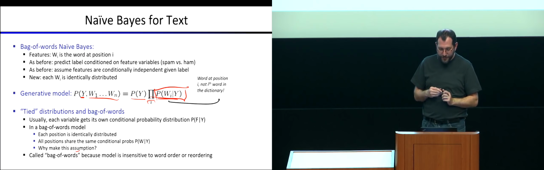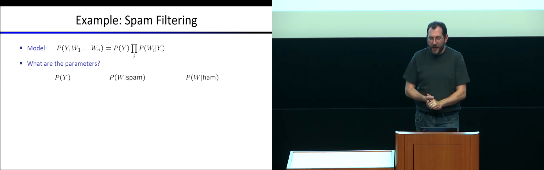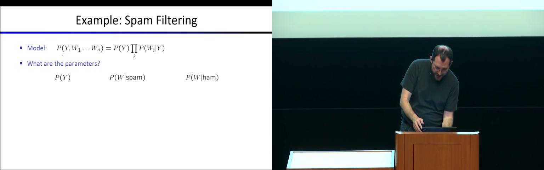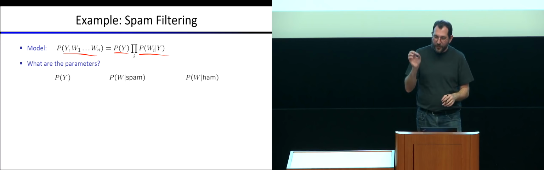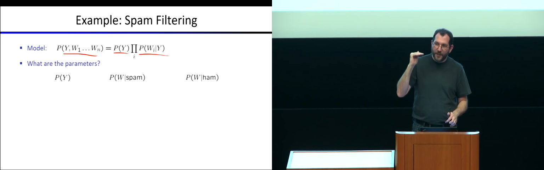Okay. Let's do an example of spam filtering here. In this bag of words model for text, the probability over the class and the words is the product of the probability of the class times the probability of each word independently given the class. And remember, the words are identically distributed. So each word that comes in is going to get a probability for each class, and there's going to be a race to see which class wins in terms of probability.